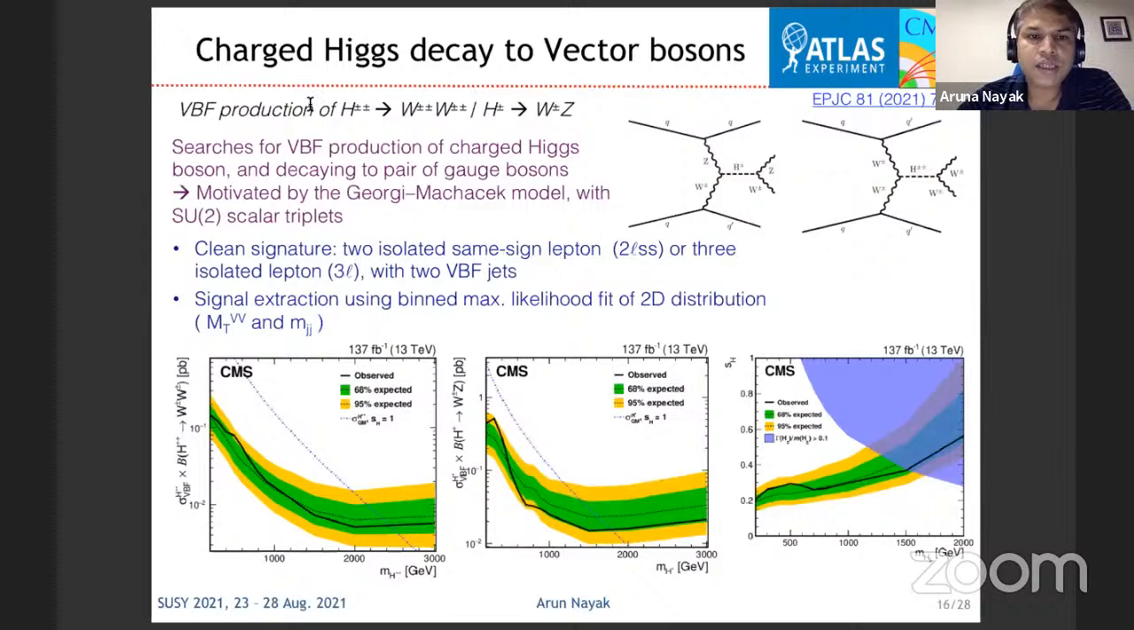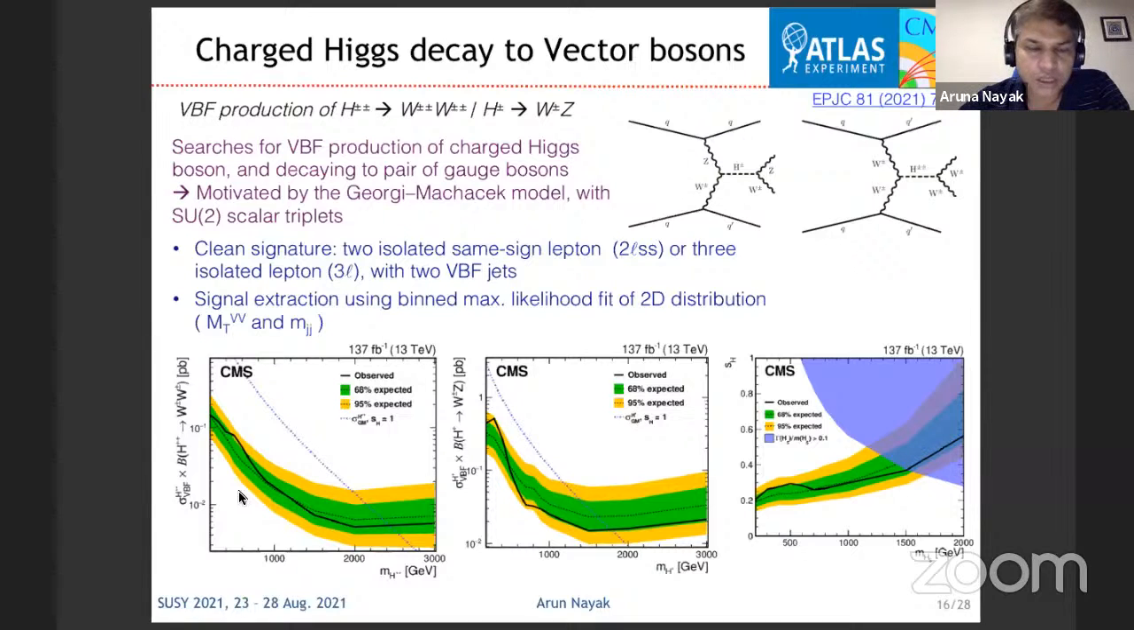The third one is a charged Higgs decaying to vector bosons. You can expect a doubly charged Higgs produced in vector boson fusion and then decaying to a pair of same-sign W bosons, or a singly charged Higgs again produced in the VBF production mode and decaying to a Z boson and a W boson. Such processes are expected in models like the Georgi-Machacek model with SU(2) scalar triplets. This kind of signature is quite clean, as you expect two isolated same-sign leptons or three isolated leptons with two VBF jets. The signal is extracted using a binned maximum likelihood fit over a 2-dimensional distribution of the dijet mass coming from the VBF jets and the m_T distribution of the two vector bosons.